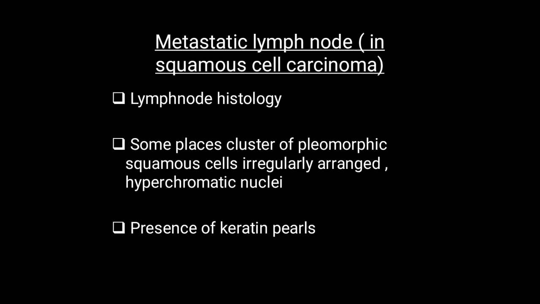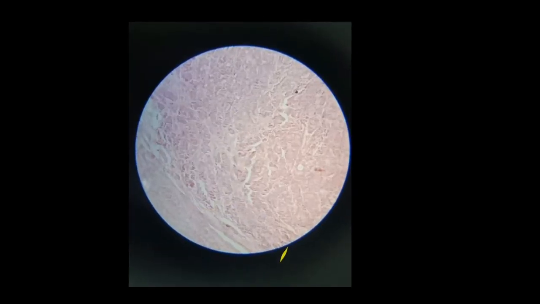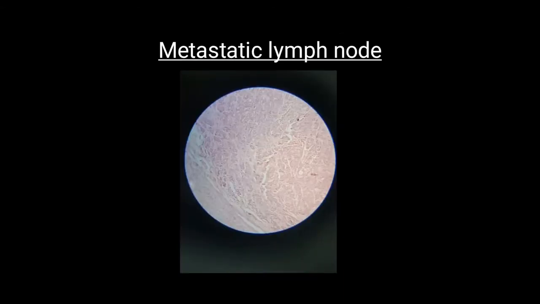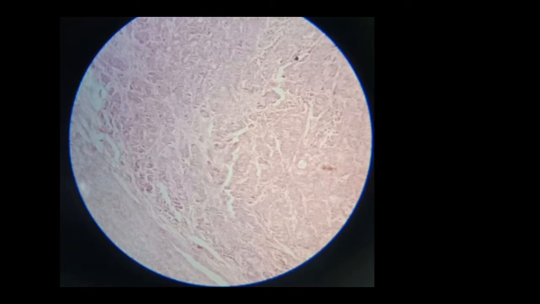As in usual lymph node histology, the capsule and subcapsular sinus are seen. In this slide it is not so clear as well. And the second point is that in some places clusters of pleomorphic squamous cells irregularly arranged with hyperchromatic nuclei are seen. The characteristic features of the neoplastic cells and the presence of keratin pools are also seen here. Here you can see the cells with clear cytoplasm and dense nuclei scattered everywhere are the neoplastic cells.